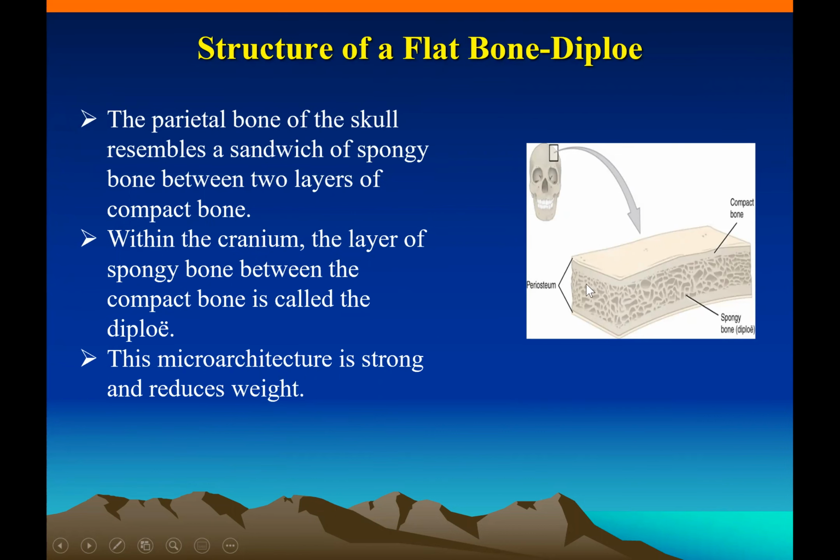Structure of a flat bone. Here, see, this has a very unique microarchitecture. You can see it looks like a sandwich. There are two layers of compact bone, which is very dense, and then there is spongy bone in the center. This architecture is called diploe, and it is found in your skull. The main reason being it is strong, gives your skull a lot of protection, but also it reduces the weight of the skull. So, a flat bone has a unique architecture of two compact bone layers with spongy bone in the center.